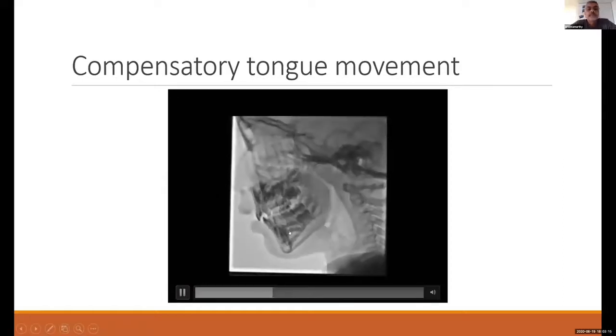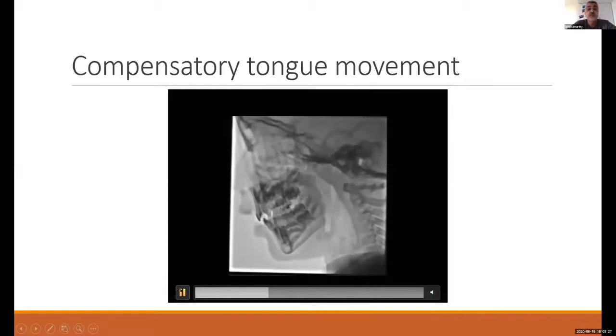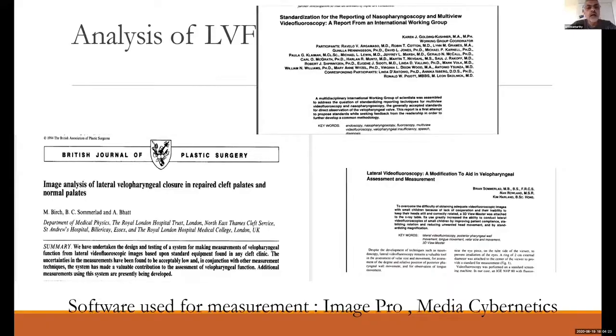One, two, three, four, five, six, seven, eight, nine, eight. A lot of times the soft palate is being lifted up by the tongue, right? So that is something which is useful for us to know. Next slide, please. So these are the various examples that we saw. Next slide.